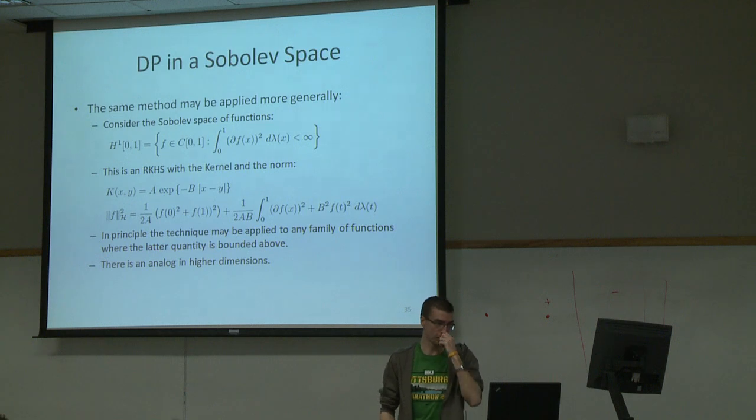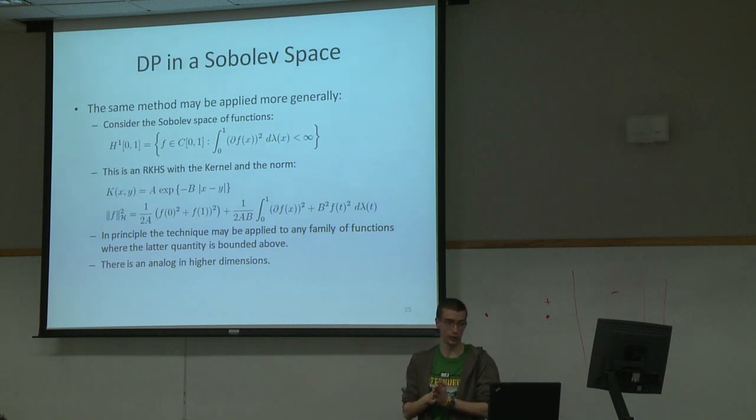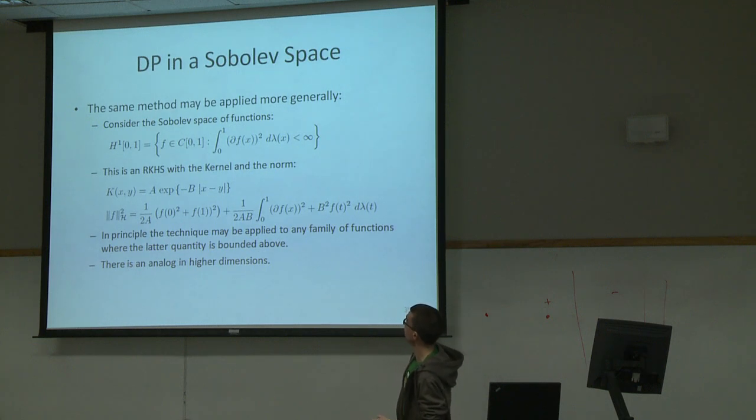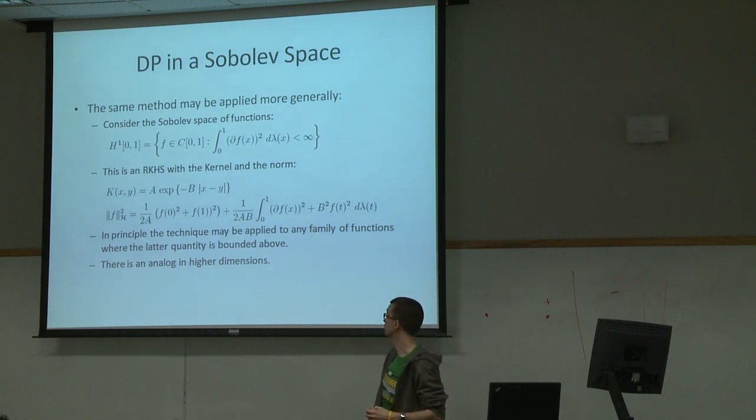Well, it turns out we can use the same overall method of adding a Gaussian process to a much more general class of functions, right? And these are functions of a Sobolev space. So a Sobolev space is just a set of continuous functions whose derivative is bounded in the L2 norm, right? I call it H1 here, on the set of, this is just the restriction to functions on the interval between 0 and 1. So if you look in the textbook on RKHSs, this set is itself an RKHS where the kernel and the corresponding norm are given like so.